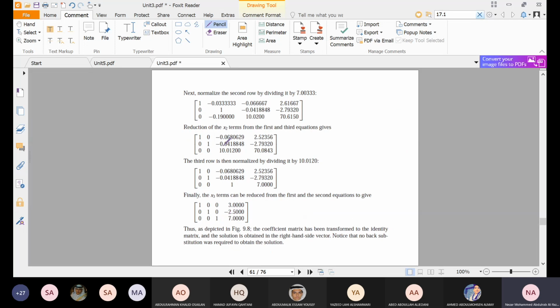So after that, we get this one, and then we normalize the second row to get one here, and we do elimination for these coefficients for x2. Then we normalize x3 by dividing over 10.020, and after that we eliminate these two coefficients for x3. Then this will be the final step: x1 equals 3, x2 equals minus 2.5, and x3 equals 7.00.